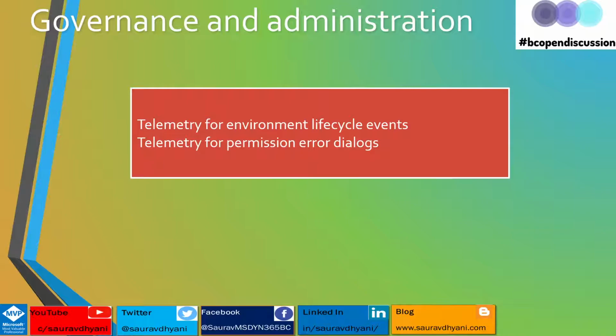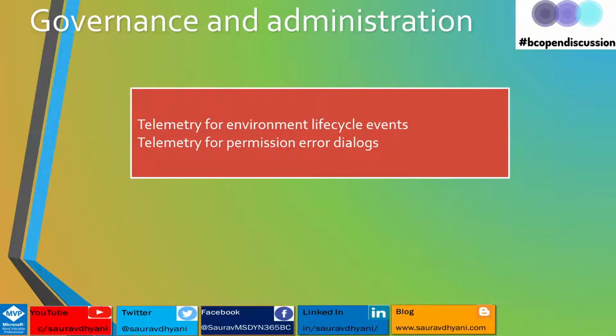Now the next one is around the permission error dialog. When a user gets an error message due to a permission error, it's also now logged as telemetry so that you can help your customers define permissions in the right way. Do you need to set up permissions in your methods while you are developing your extension? Things like that can now be defined by reading that data from telemetry around the permission error messages.